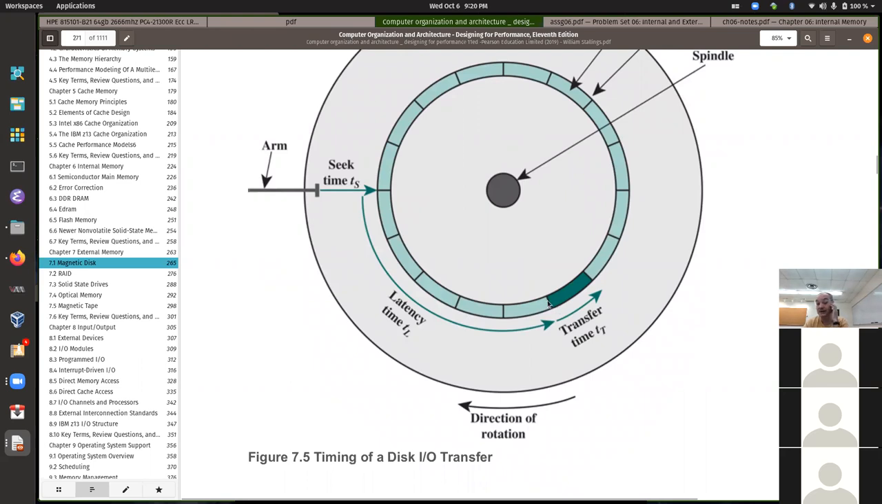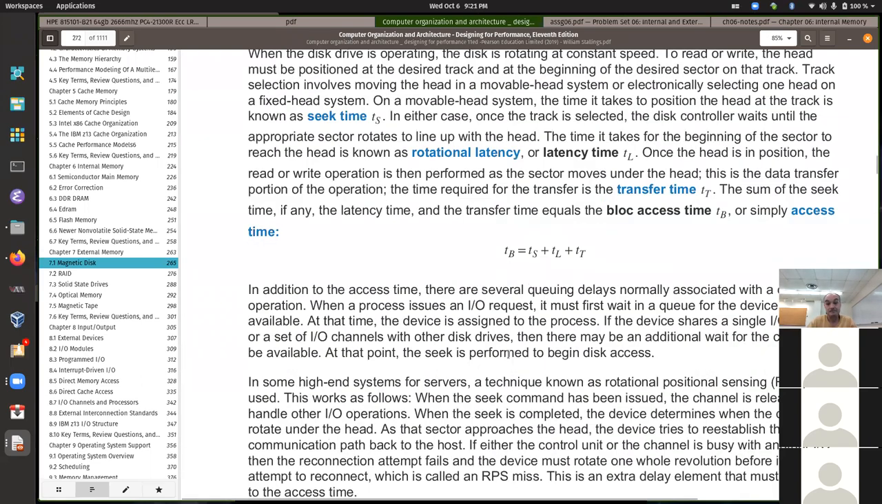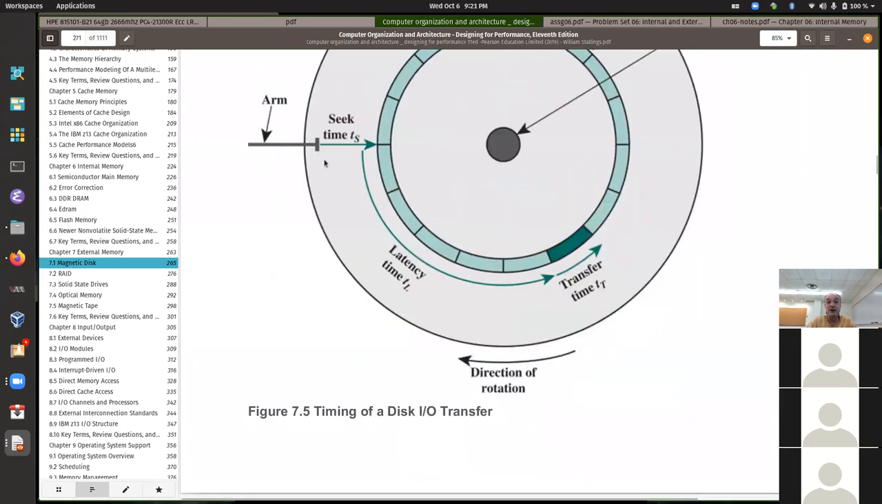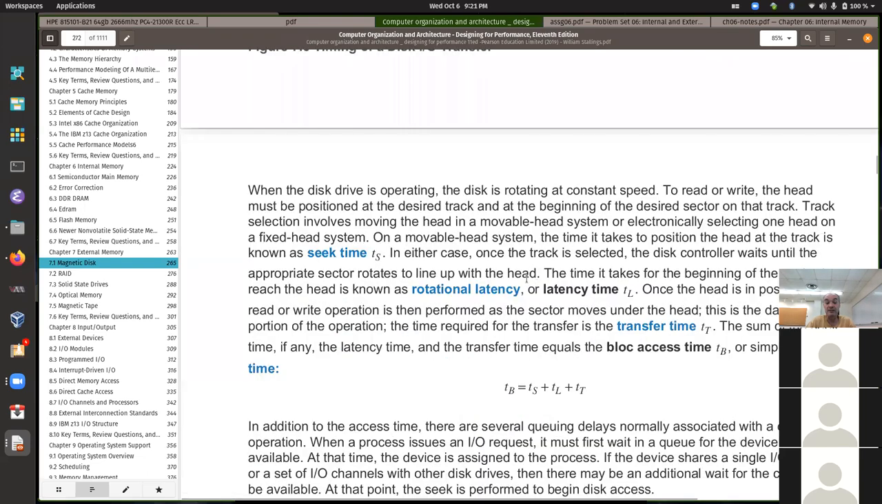And then transfer time. Once you're at the right track, and once you've rotated the sector that you want to read or write underneath your read-write head, it'll take some amount of time to transfer the data. So it's a read of the block of bytes, or a write of the block of bytes, on that particular sector, right? So the total access time is just a sum of those, depending on where you originally are. You had to seek, then wait some latency for the rotation to get under, and then actually transfer the data.